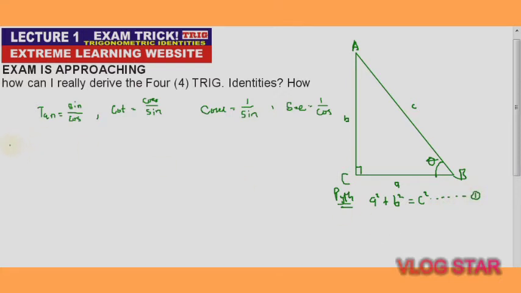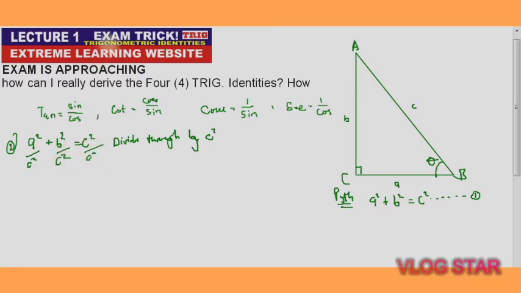Number 2 now. Let's have it here. From the Pythagoras theorem, a squared plus b squared is equal to c squared. So what we'll do now is divide through by c squared. Divide this by c squared, and divide this other one by c squared.